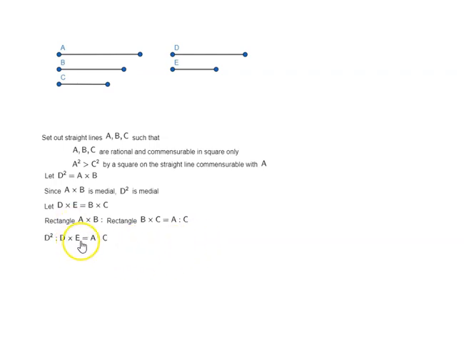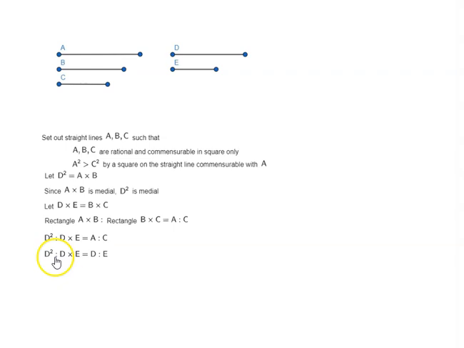D square is to D times E as A is to C. How can we make this statement? If you look at this rectangle A by B, that is equal to D square, the square on D. So we substitute rectangle A by B by the square on D. Similarly, rectangle B by C is equal to the rectangle D by E. So we do the substitution so that we end up with this proportion: D square is to D by E as A is to C.